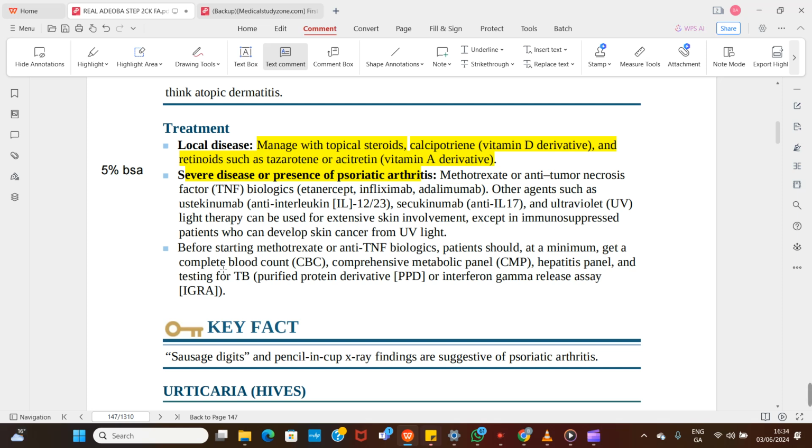For severe disease or any individual with psoriatic arthritis, once you are having psoriatic arthritis, it's already becoming severe, right? So you have to use your DMARDs, to give your methotrexate or anti-tumor necrosis factor biologics, which include etanercept, right? Infliximab, and adalimumab. So any of these can take care of severe disease, more than 5% of body surface area affected, and also any evidence of psoriatic arthritis.